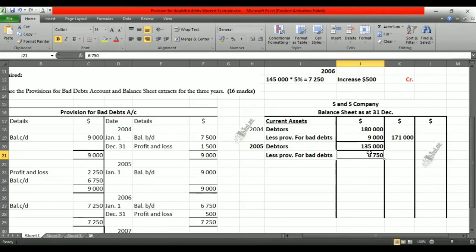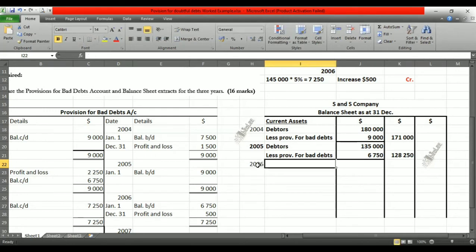And the result for our remaining debtors is 128,250. That is our debtors value after we have made a provision for bad debts for 2005. And the final year, which is 2006.